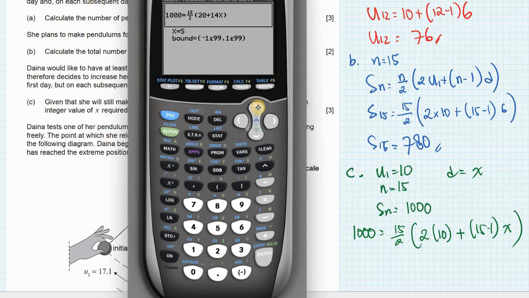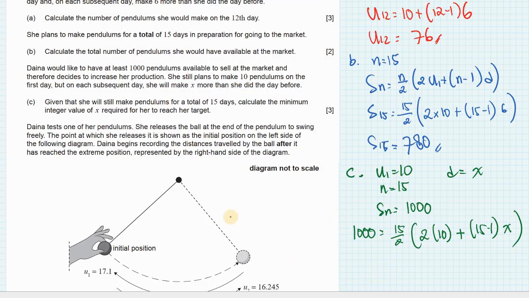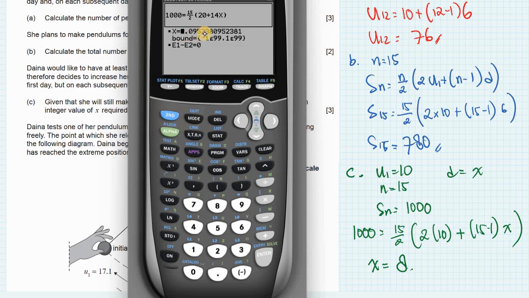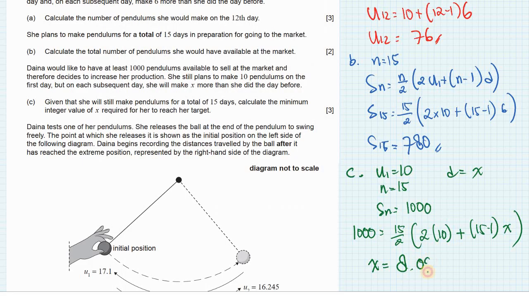Enter. No, this is not working. Second, sorry. Alpha solve. Let's say alpha solve. Okay, there you go. We have 8.095238. We tried a new way, but we lost, but that's okay. So x is equal to 8.095 and so on.